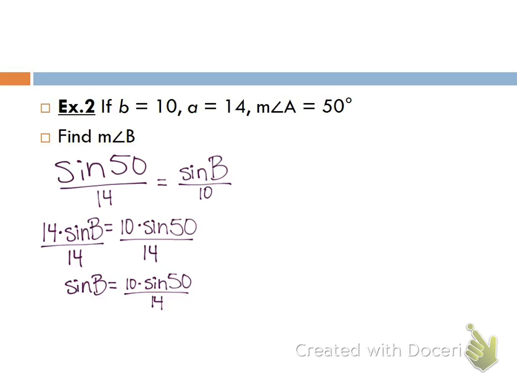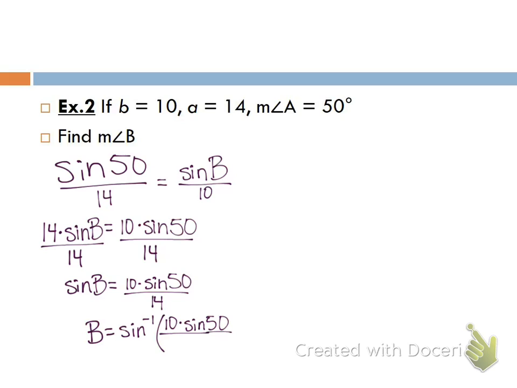In order to get angle B all alone, what will we need to do? We can't divide by sine. The inverse sine. We can use inverse sine. So still, to get an angle measure, we are still using inverse trig functions. So inverse sine of this whole big nasty thing.